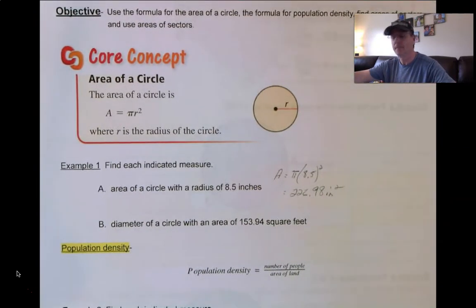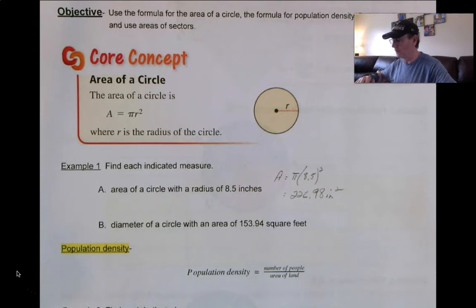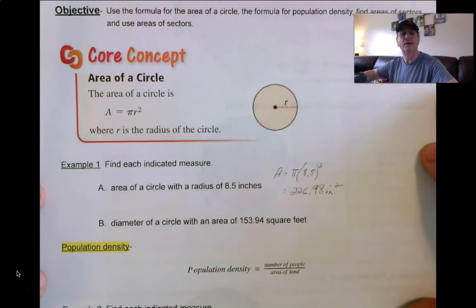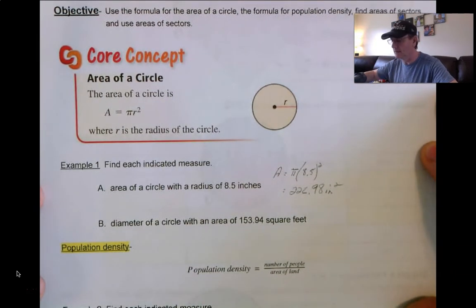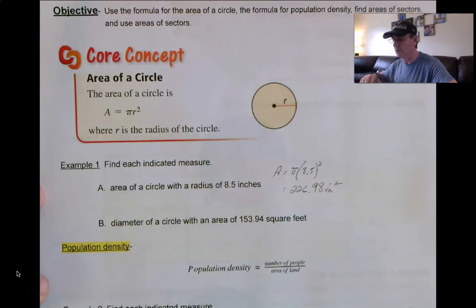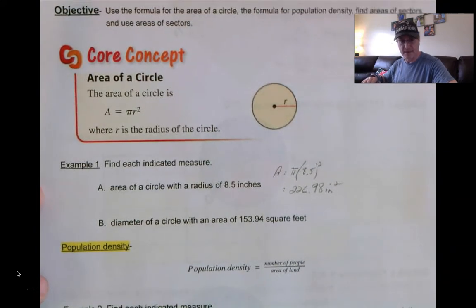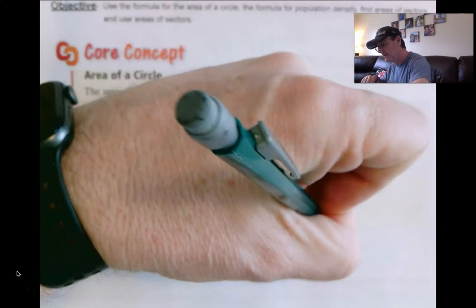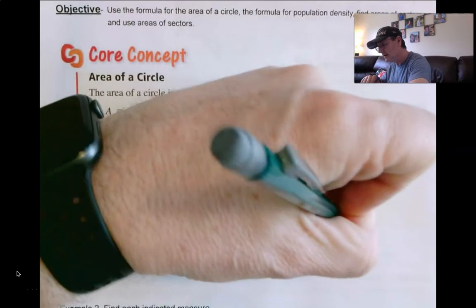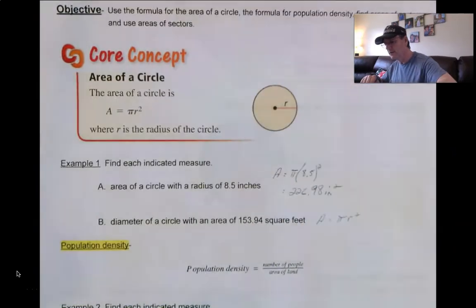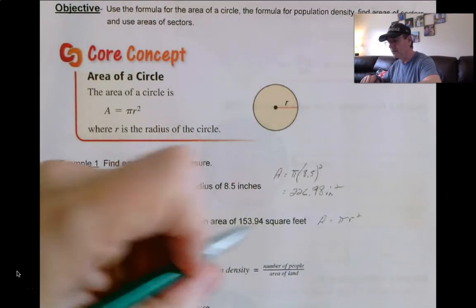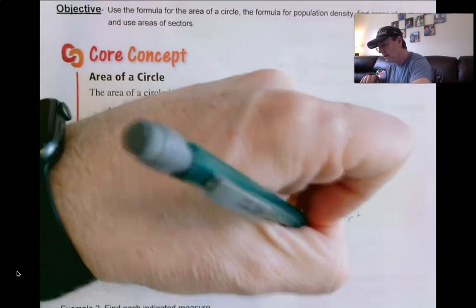Part B, we want to go backwards. We know the area is 153.94 square feet. Our goal is to find the diameter. Still use the formula. Area equals pi r squared. Only this time we're putting the 153.94 into the area.